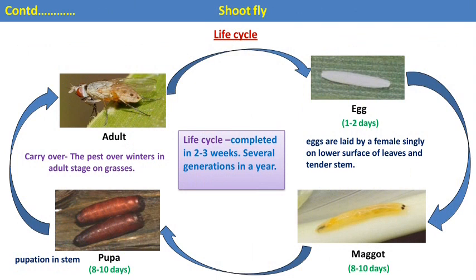Then, the egg laying of the shoot fly: the eggs are laid by the female singly on the lower surface of the leaves and the tender stem. After hatching from the eggs, the maggots emerge. Then the maggots pupate inside the stem during or after feeding. This pest carries over in the winter season in the adult stage on the grasses present on our field bunds. That is the life cycle of the shoot fly.